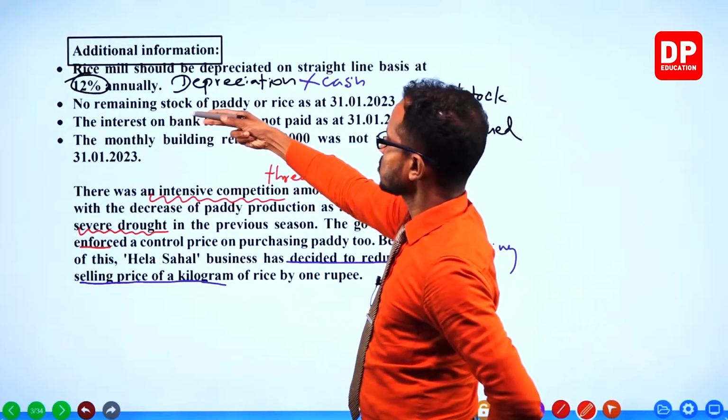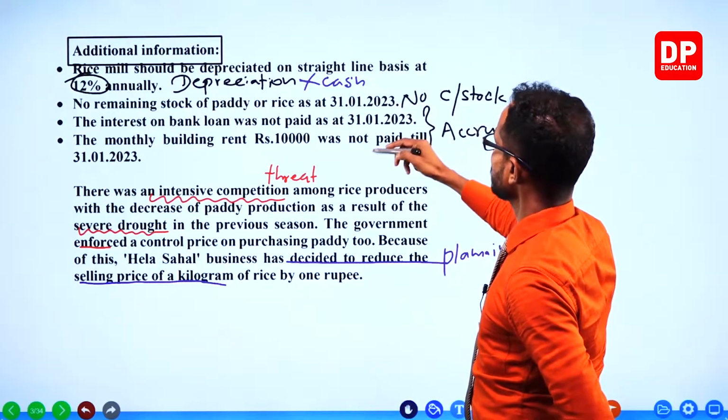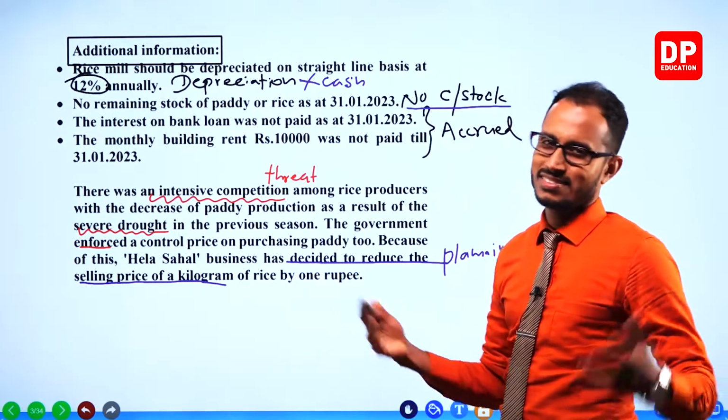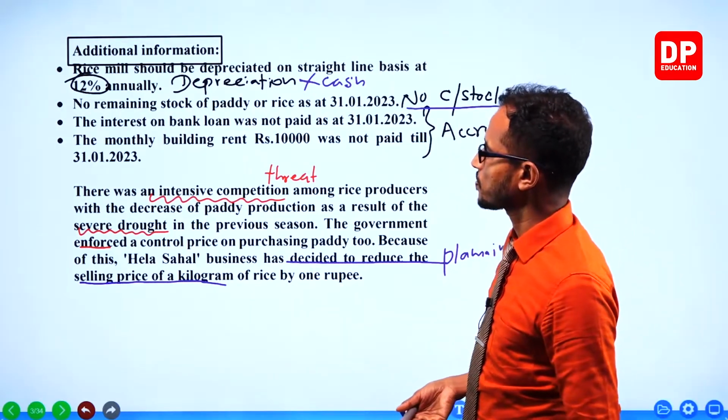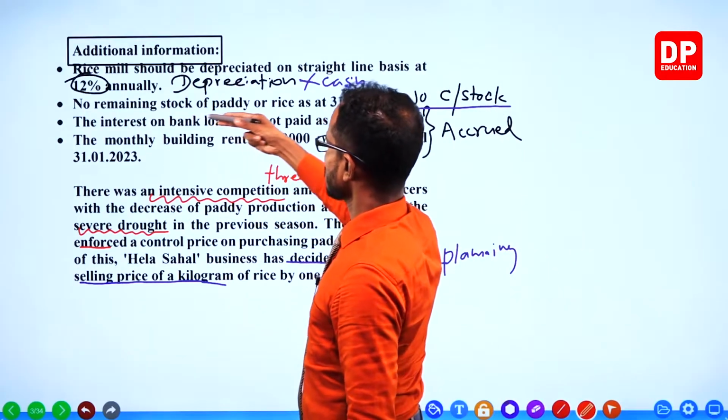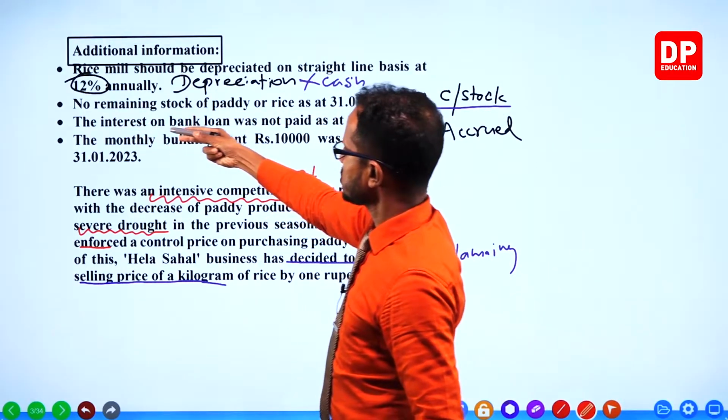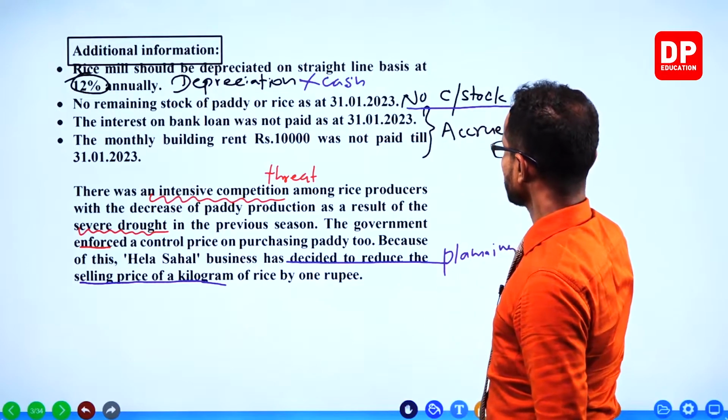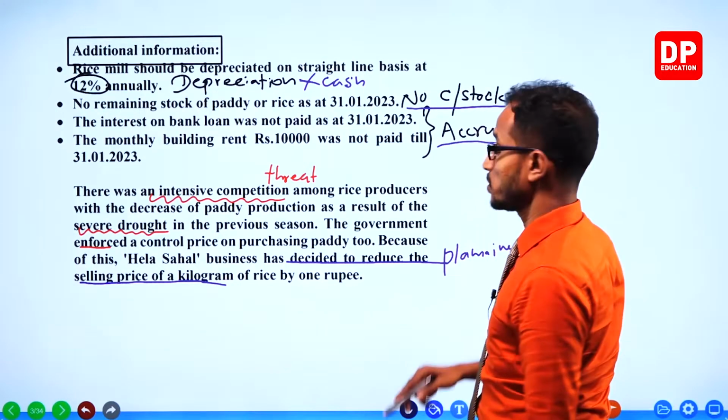No remaining stock of paddy. That means closing stock. Stock doesn't relate to cash. And no interest on the bank loan was paid. These are also not included because they are not paid.